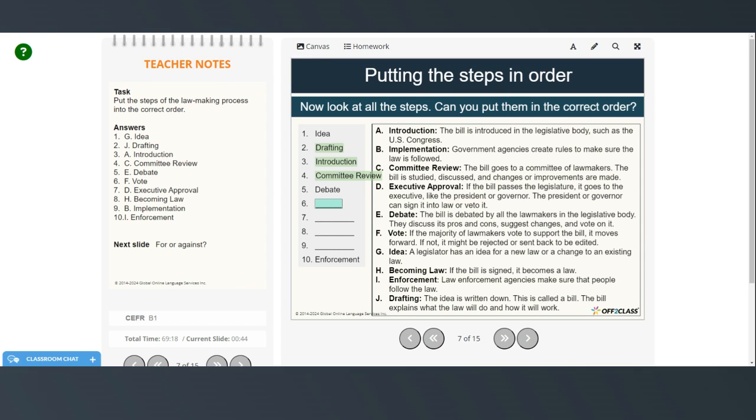5 is debate. 6 is F, vote. 7 is D, executive approval. Number 8 is H, becoming a law.